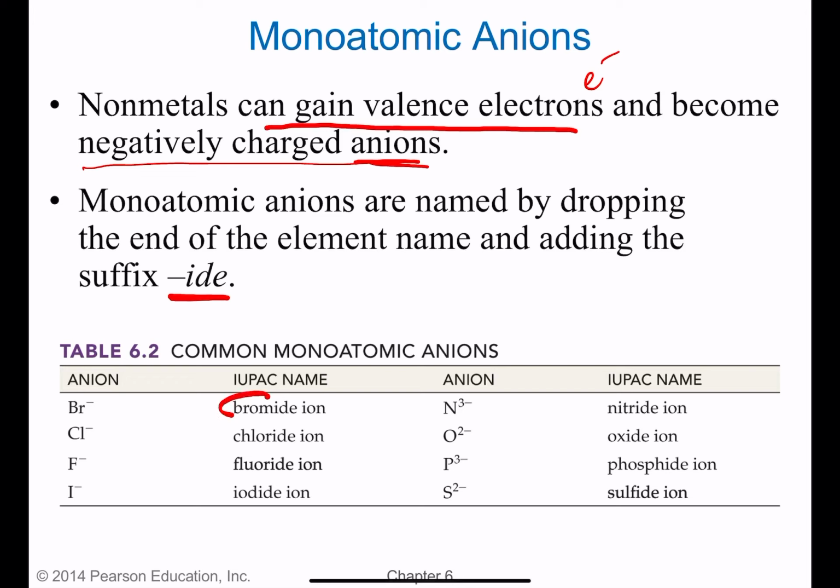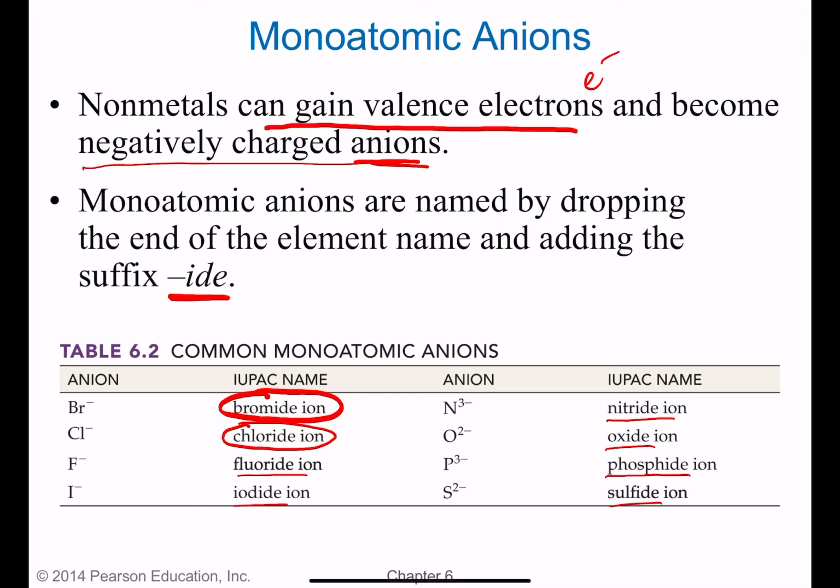So for example, instead of bromine, it's called bromide. Instead of chlorine ion, it's called chloride. Fluorine is fluoride. Iodine is now called iodide. Nitrogen is nitride. Oxygen is oxide. Phosphorus is phosphide. Sulfur is sulfide, and so on.